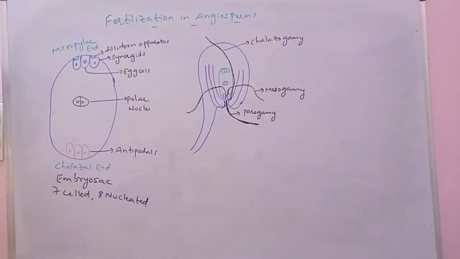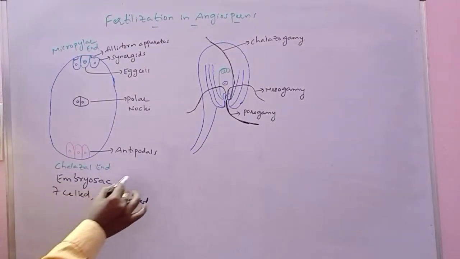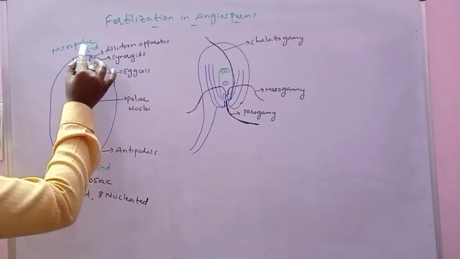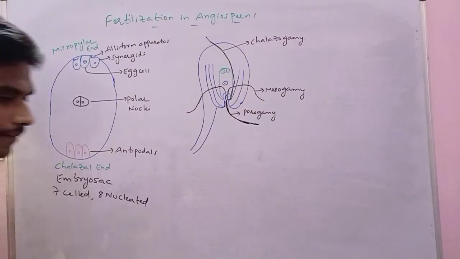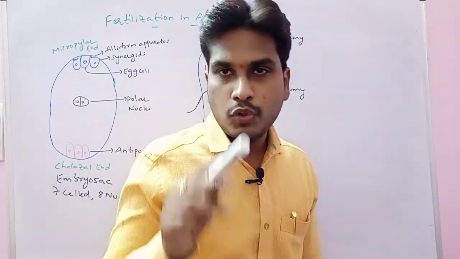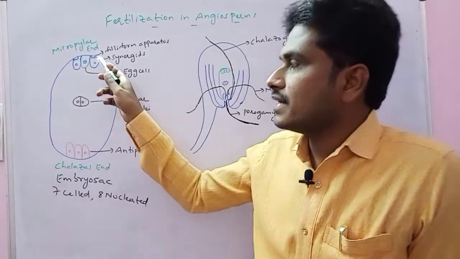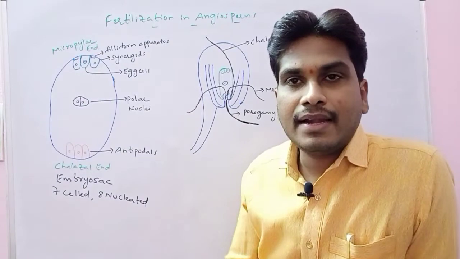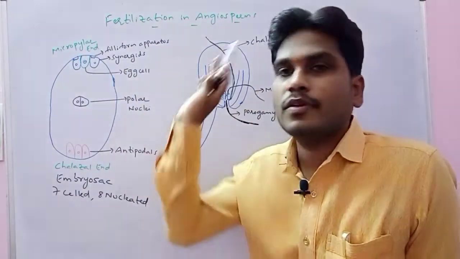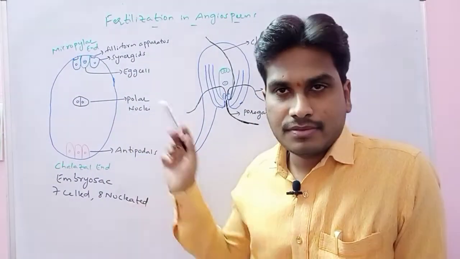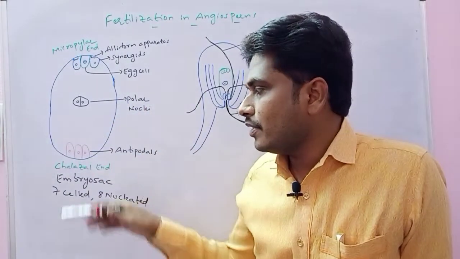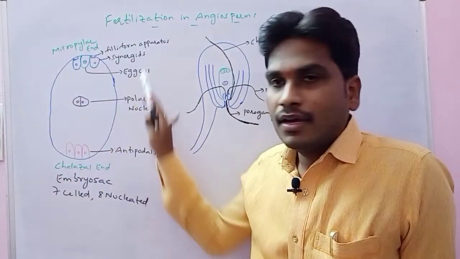If you see the embryo sac, the side towards the antipodals we call the chalazal end. The side towards the synergids and egg cell we call the micropylar end. Synergids are the 2 cells present in the embryo sac, consisting of the filiform apparatus. This filiform apparatus guides the pollen tube to enter into the embryo sac. Then the egg cell participates in the fertilization. The polar nuclei consist of 2 nuclei, and the antipodals are at the chalazal end. This is the structure of the embryo sac.